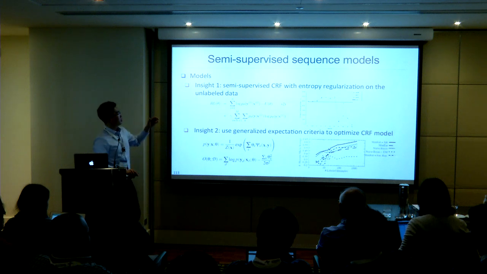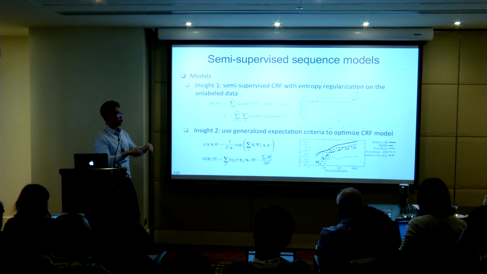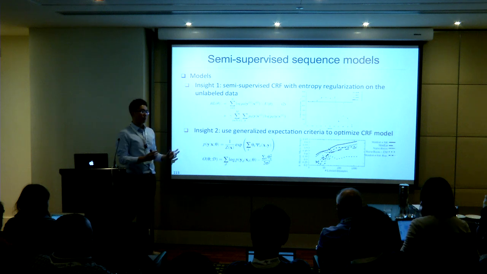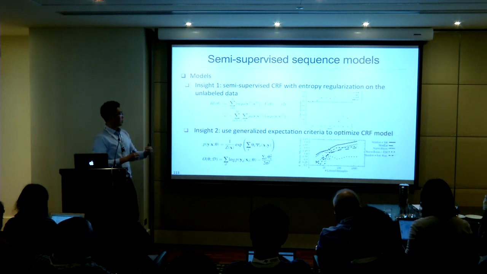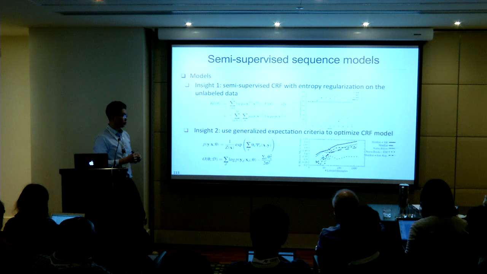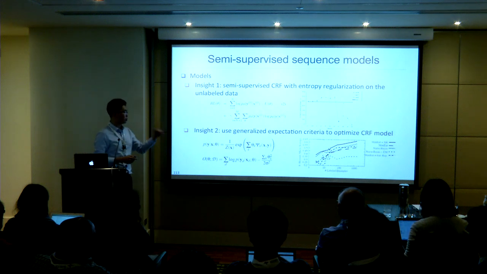So there are two examples here from two different papers. The first one is using an entropy regularization on the unlabeled data part, and you jointly optimize the original objective function plus this entropy regularization, and then you can model the unlabeled part. The second one is to use the generalized expectation criterion, which is a new optimization criterion, to optimize the original conditional random field model. That's also a possible way to incorporate the unlabeled part.